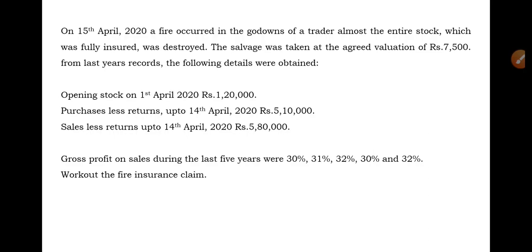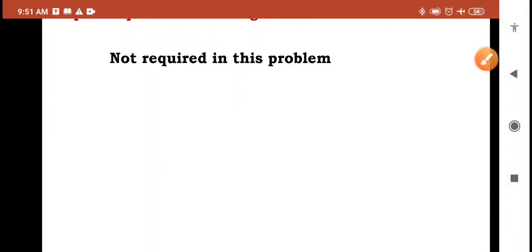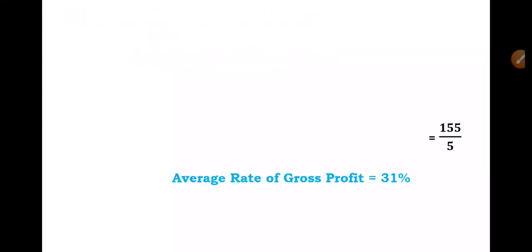Okay, shall we move on to the answer? Yes, we'll move on to the answer now. See, the step number 1. We know that in fire insurance claims, we have totally 5 steps. In that, step number 1 is preparation of trading account. Dear students, in this question, step number 1, that is preparation of trading account, is not required. Why is it not required? Because gross profit ratio is given. If gross profit ratio is given in the question, no need to go with preparation of trading account, so that is not required. Okay, we'll move on to the next step.